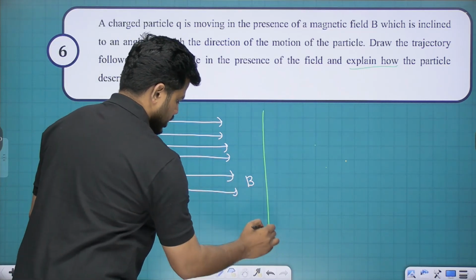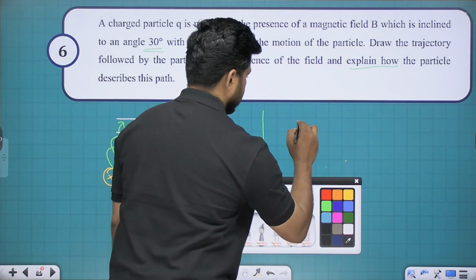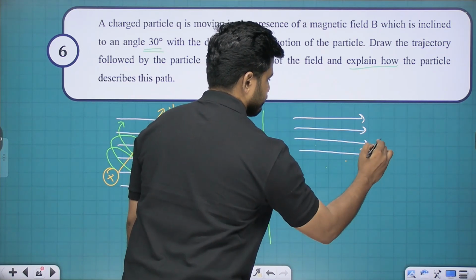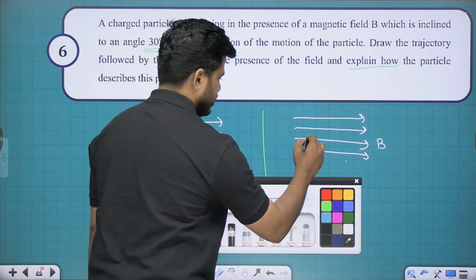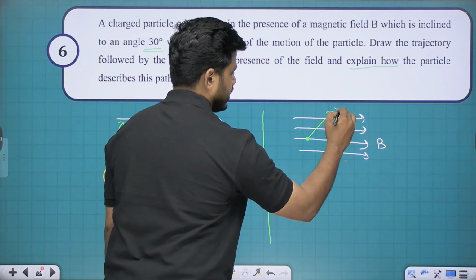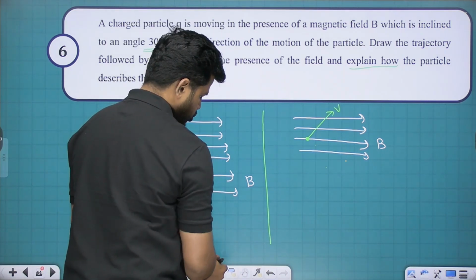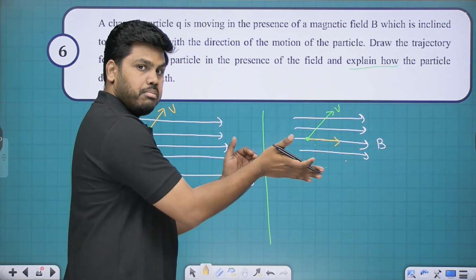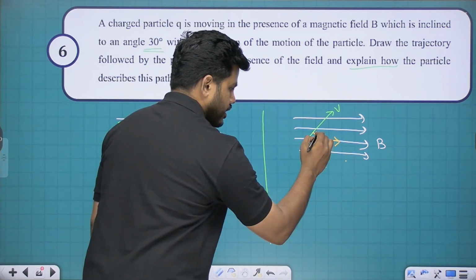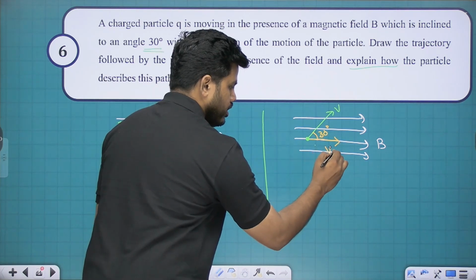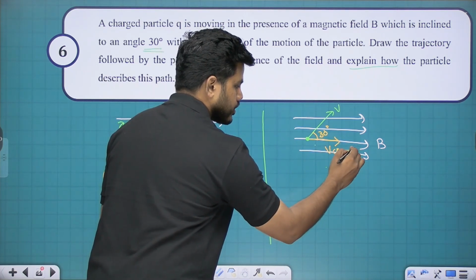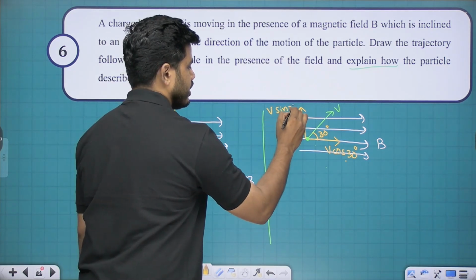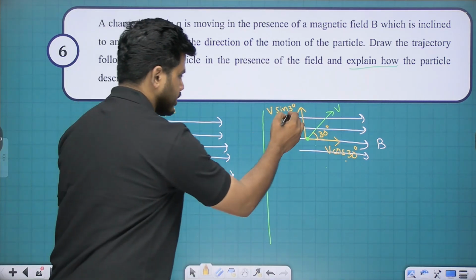We know that the velocity was in this direction. This was the direction of velocity, right? That velocity we resolved into two components. One is along the magnetic field, that is V parallel. If this angle is 30 degrees, this will be V cos 30 degrees. And the other component is V sin 30 degrees, right?